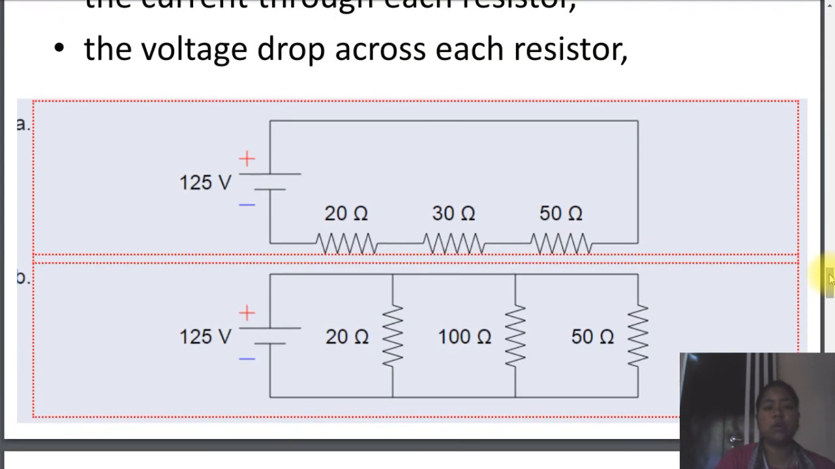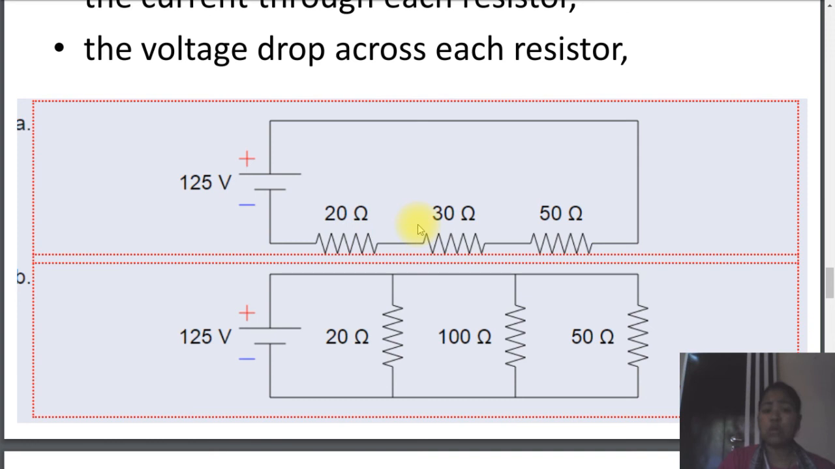So very first we will talk about the first diagram, diagram A. In the diagram we have a combination of three resistors. This is an end-to-end connection of the resistors, which defines a series combination of resistors, and we have a battery or cell of 125 volt.